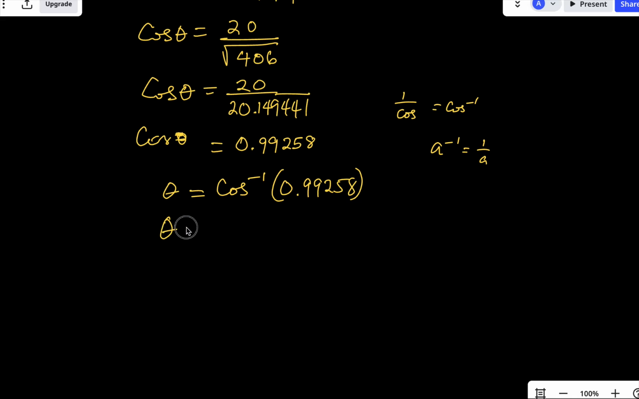Just press on your calculator, press shift, then press cos. You go see that sign go come out. That's the sign of that cos inverse. Then point that value 1.99258. And I say you go say you no get calculator. That one you do yourself. So what you get here now 6.9. You go write approximate value 6.98.